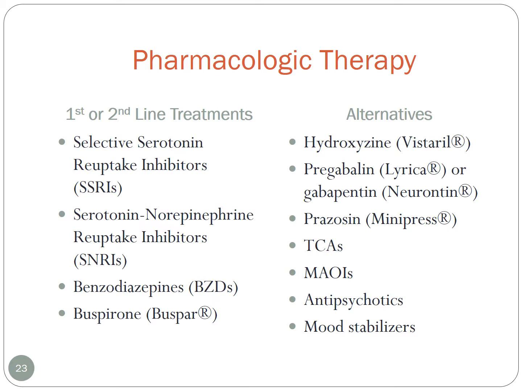The SSRIs and some of the SNRIs are our first line treatments for anxiety disorders, and I'm not going to spend time discussing them in this section because we already covered them in the depression section of the lecture. The benzodiazepines and buspirone can be used first or second line for some of the anxiety disorders, so I'll spend my time discussing those agents. We also have several alternative agents that you may see used in the treatment of anxiety disorders. We don't have time to discuss all of them, but I just want you to recognize that there are many different treatment options for anxiety disorders.